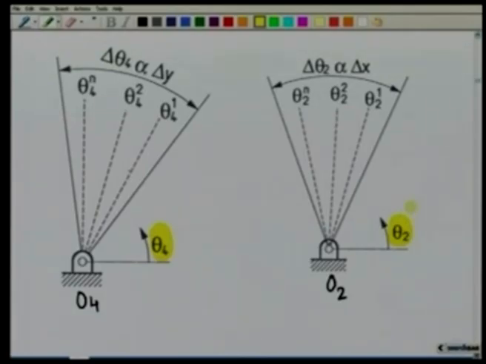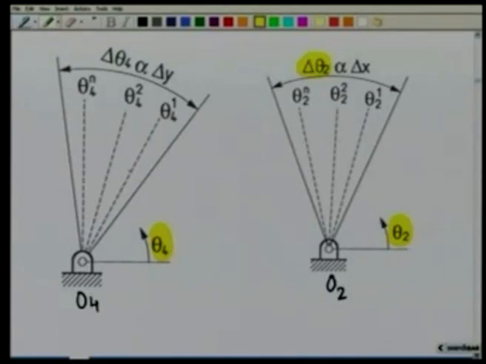That means the change in the angle theta 2, delta theta 2, we assume proportional to the change in the input variable, delta x. Delta theta 2 is proportional to delta x, and the change in the movement of the output link, that is the change in the angle theta 4, delta theta 4, is proportional to the change in the dependent variable y, that is delta y.